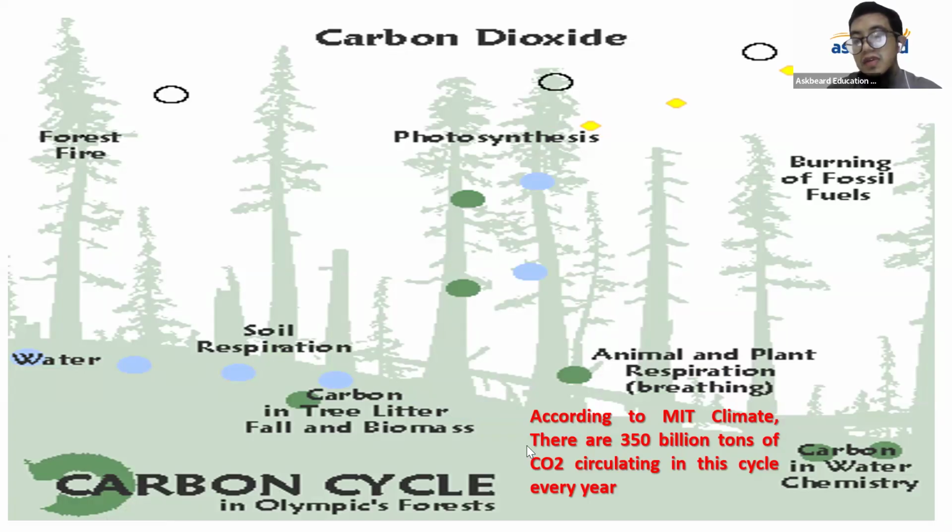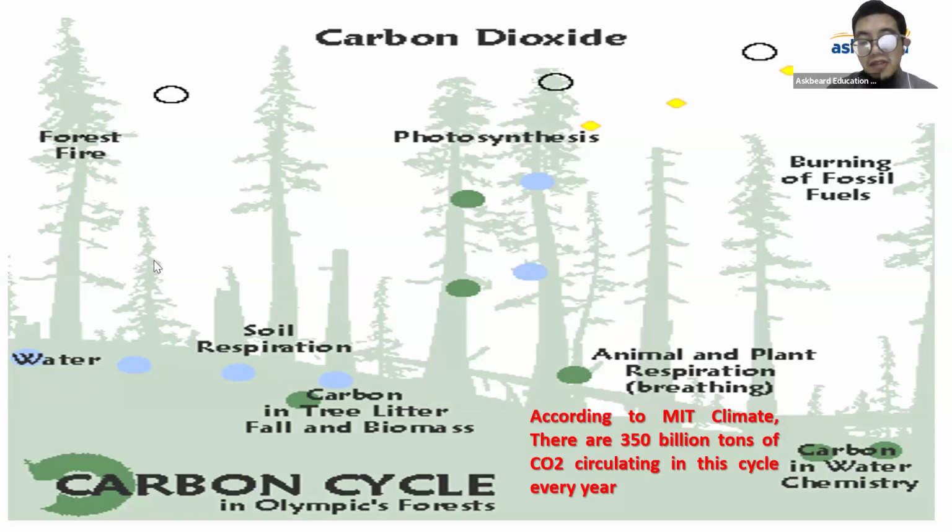As we know, according to MIT Climate, there are 350 billion tons of carbon dioxide circulating in this cycle every year, constantly. So the carbon amount is constant, such as the energy amount, which is always constant year by year. So the most important thing is that we have to balance the carbon emissions and the carbon sequestrations. If the carbon emissions are higher than the carbon sequestrations, it will endanger our Earth.